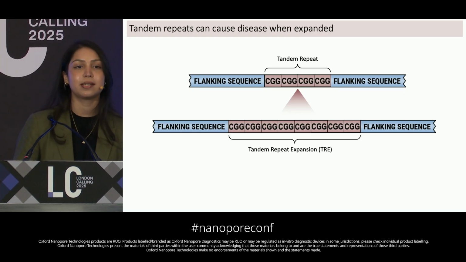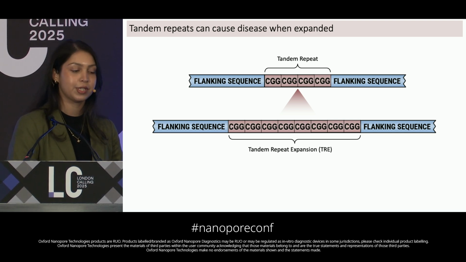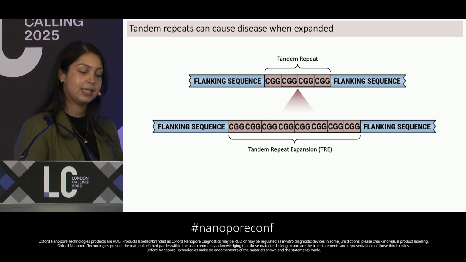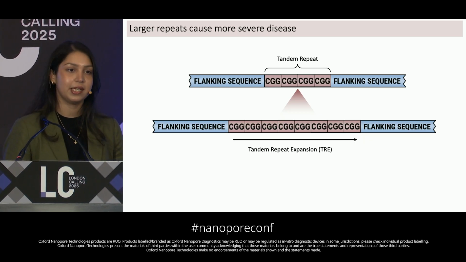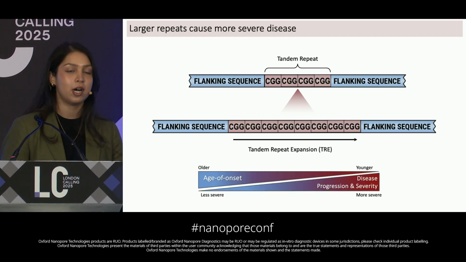but there are more complex disorders that have been discovered in recent years, and I'm sure will continue to be discovered over time. The reason it's so important to comprehensively characterize these is because longer tandem repeat expansions often lead to more severe disease and earlier age of onset.